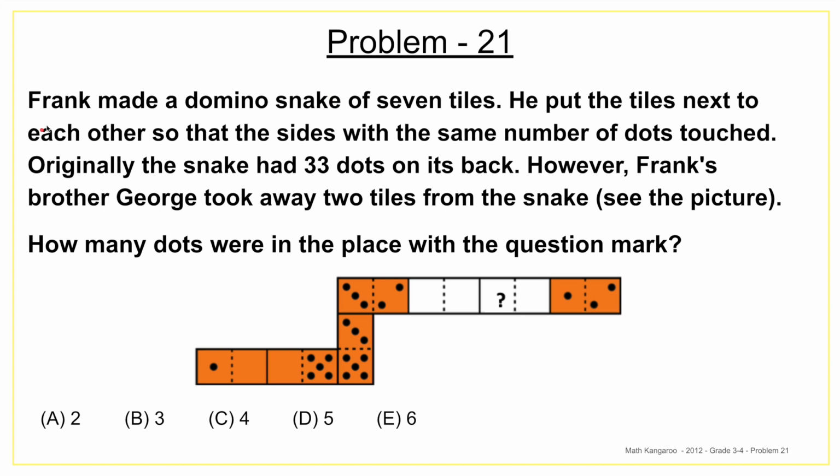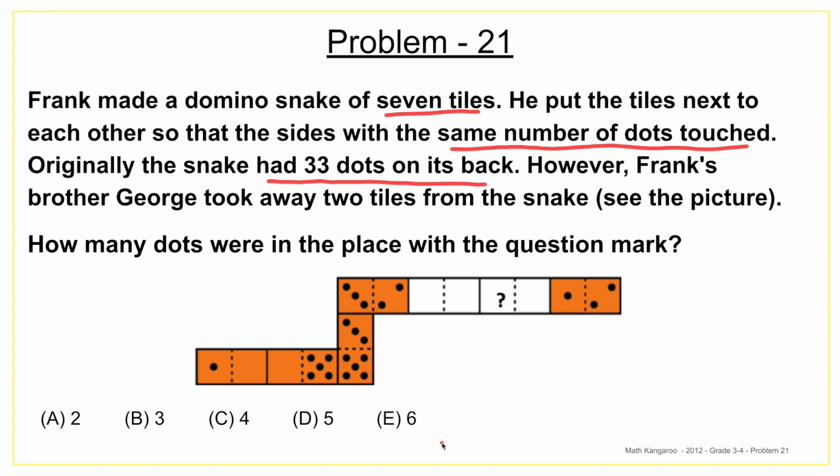Problem 21. Frank made a domino snake of 7 tiles. He put the tiles next to each other so that the sides with the same number of dots touch. Originally, the snake had 33 dots on its back. However, Frank's brother George took away 2 tiles from the snake. See the picture. How many dots were in the place with the question mark? So we have to find it out. How many dots are there on this question mark?